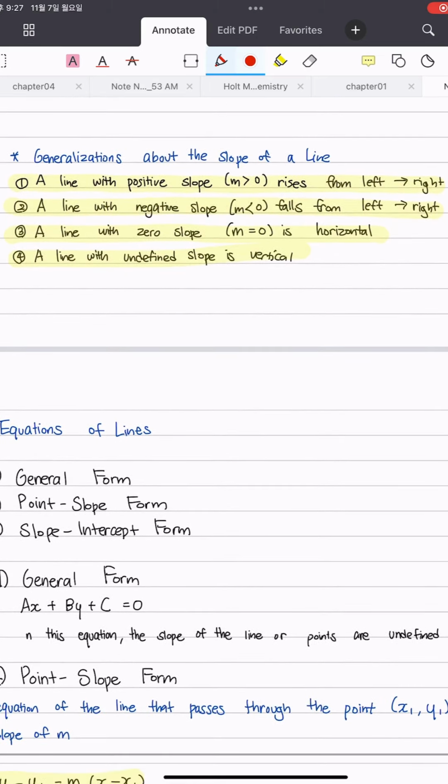Here are some generalizations about the slope of a line. Number 1, a line with a positive slope, m bigger than 0, rises from left to right. A line with a negative slope, m smaller than 0, falls from left to right. A line with a 0 slope, m equals 0, is a horizontal line. Lastly, a line with an undefined slope is a vertical line.